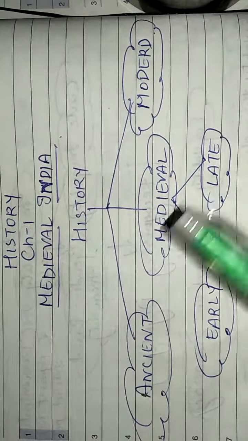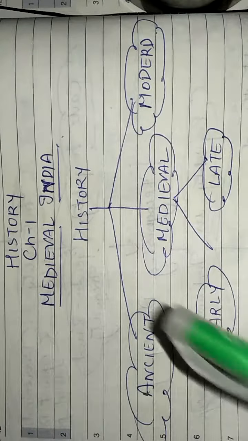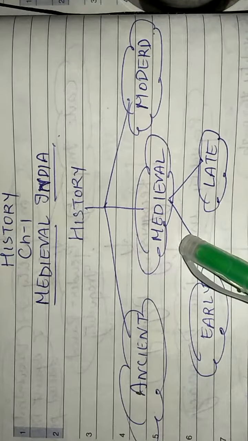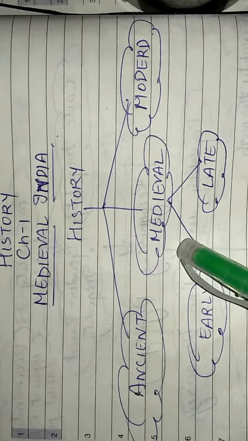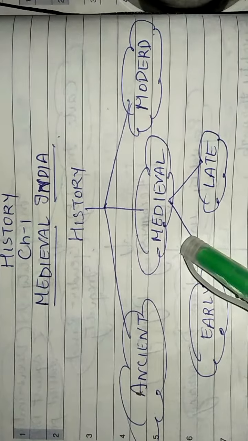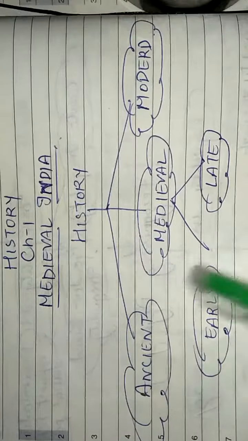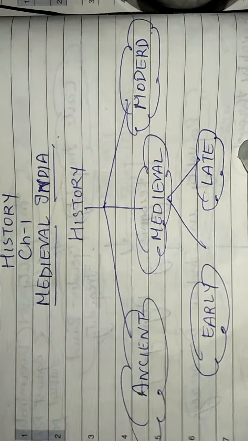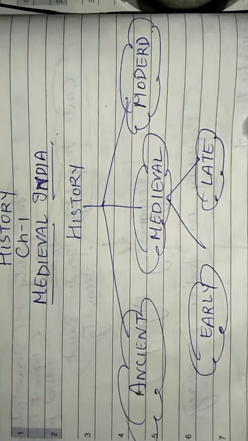So in India, the medieval period ranges from the beginning of the 8th century, that is 700 AD, to the end of the 18th century, that is 1750 AD. That is, for nearly 1000 years, the medieval period remained in India. So it is divided into early medieval and later medieval.